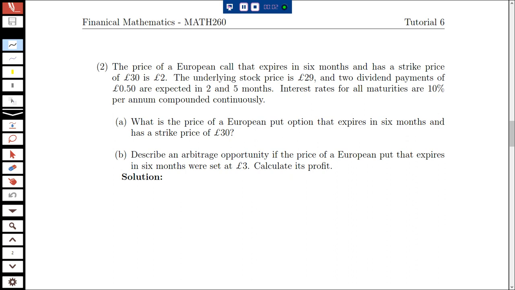Okay, let's take a look at question 2 on tutorial 6. The price of a European call option that expires in 6 months. So we have T = 6/12, has a strike price of £30, and the price of the call is £2. The underlying price of the stock is £29, and we have 2 dividends.